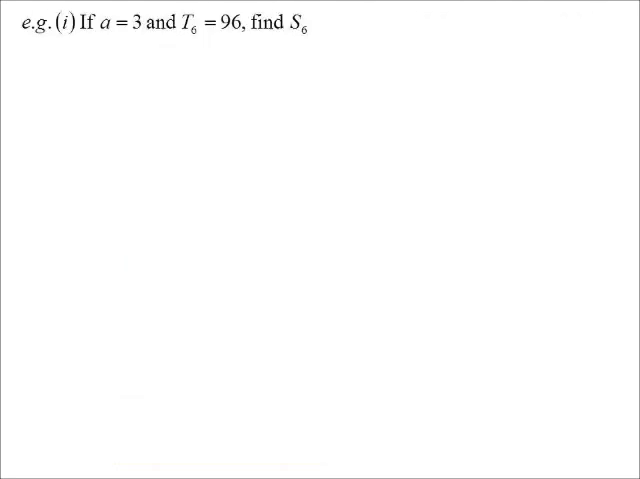But with the sum to n terms, it's 2a plus n minus 1 d. Okay, so our first problem: we know the first term is 3, the sixth term is going to be 96, so what would the series add up to? I know the last term, I know the first term, I know how many terms there are. It's just a straight substitution question. Subbing all that info in, and we get 297.